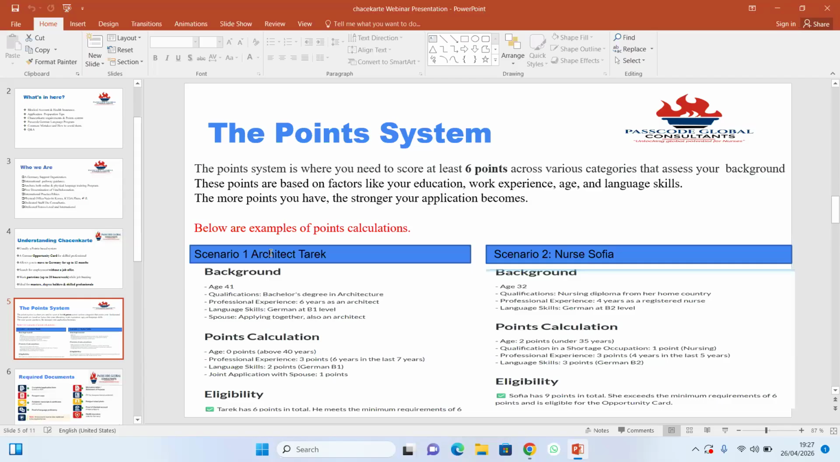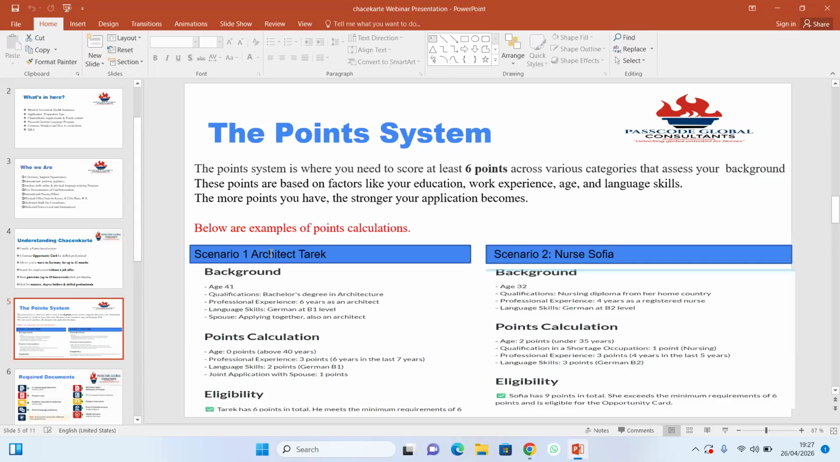So for the Chancen Karte, you do not have to have German language to go to Germany. There is an alternative for you to do an English proficiency exam.